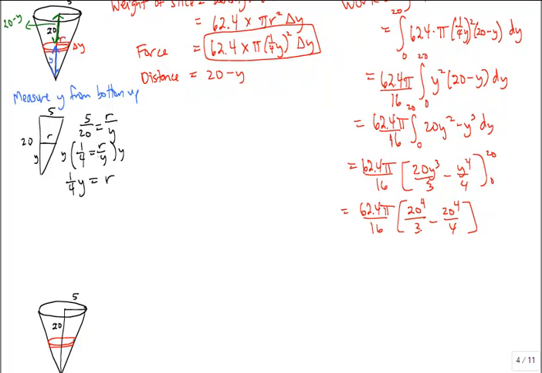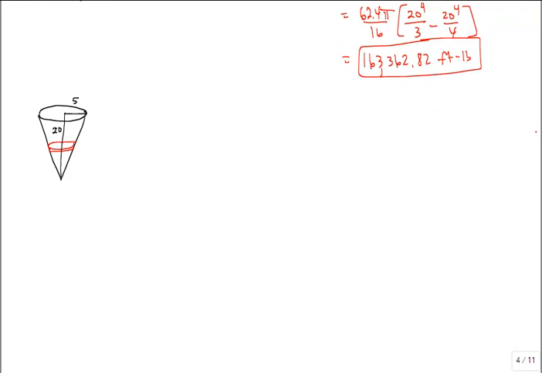So if you punch all of this into your calculator, getting a decimal is fine. This is going to be 163,362.82, and the units again are foot pounds. So this is 163,362.82 foot pounds. Okay? All right, so let's do this same problem really quickly, just with one slight variation.